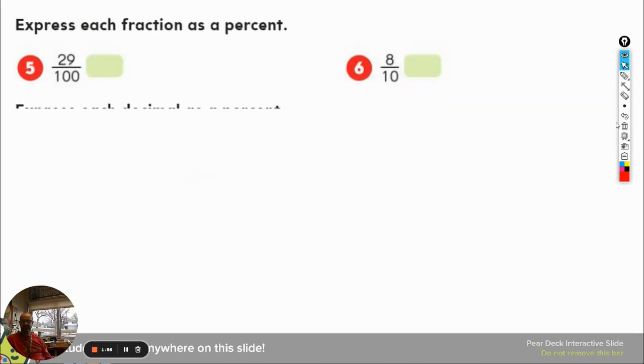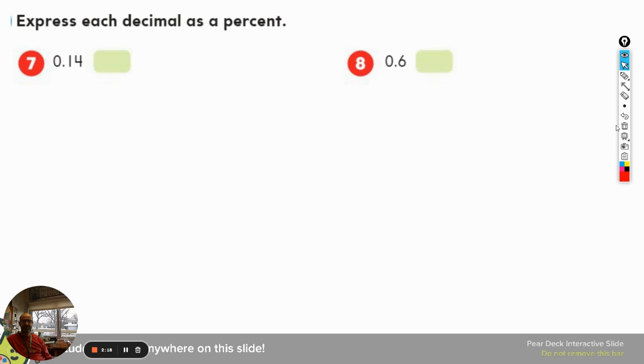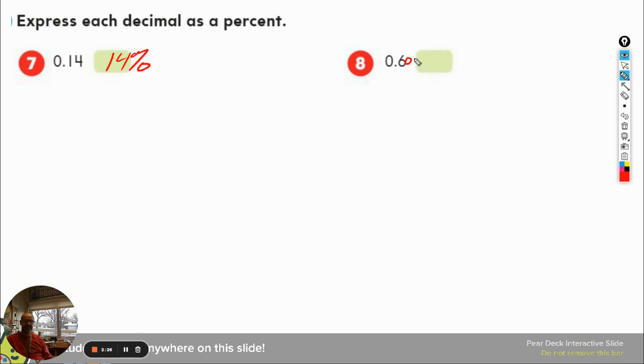Okay. Express each one as a percent. You got about 5 seconds to pause me before I start. So get them done. 4, 3, 2, 1, and I'm going. Any questions? Because that's just 80 out of 100. Good. Let's continue. Oh, decimals as percents. I like to get my decimals. That's 14 hundredths, or 14 out of 100. That's 6 tenths, or 60 hundredths, or 60 out of 100. Oh, I didn't give you time for that one. You should have been faster.